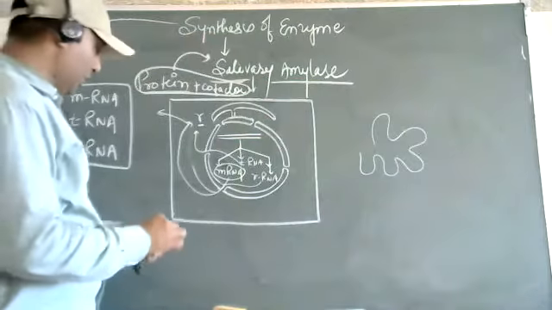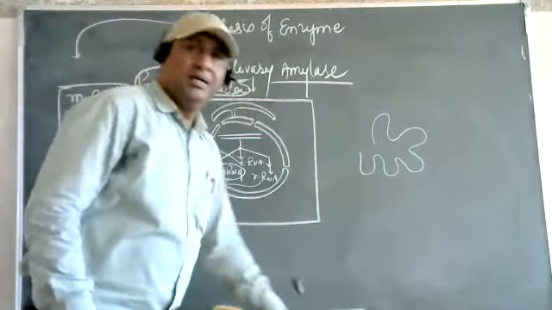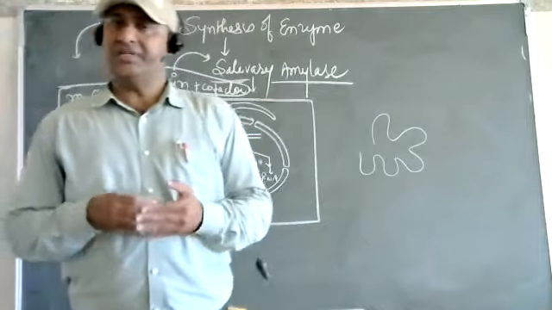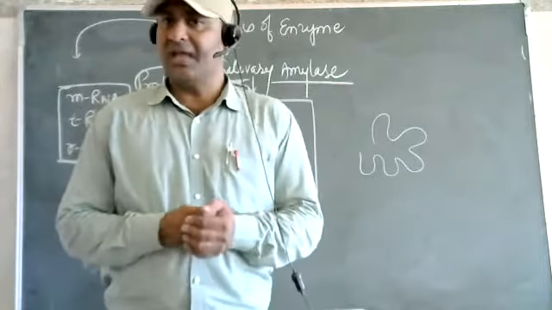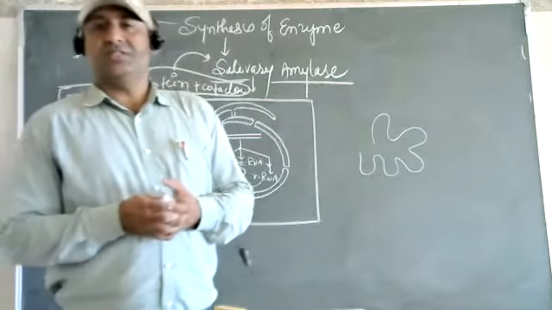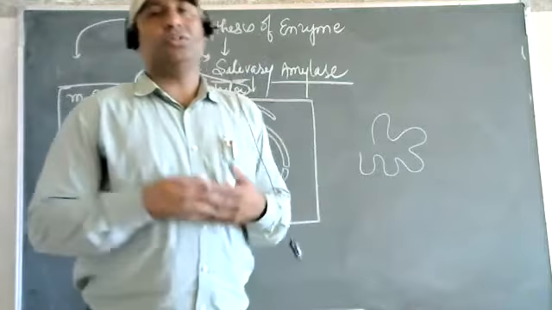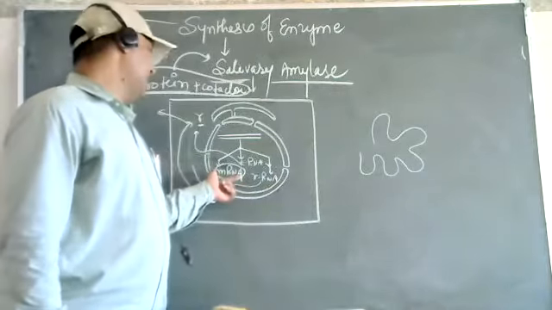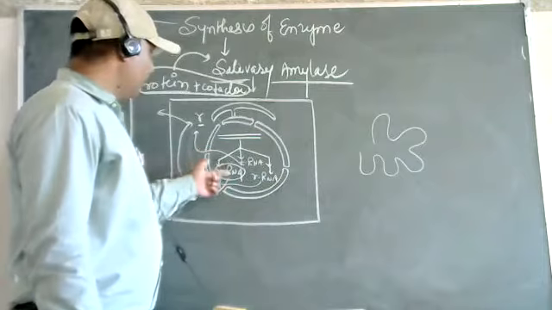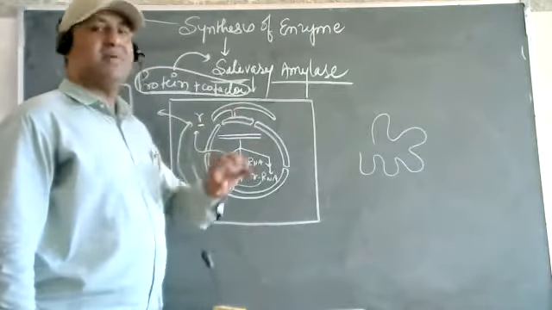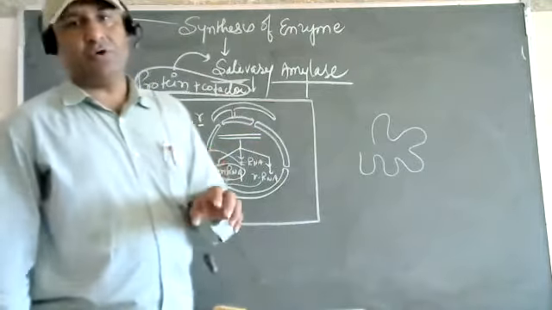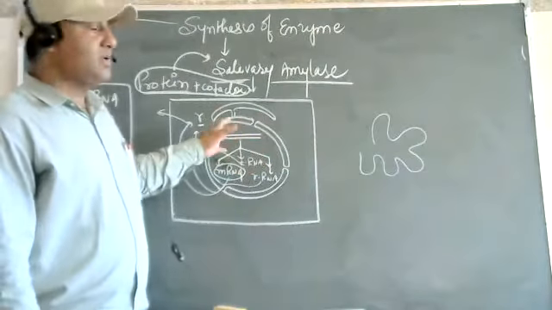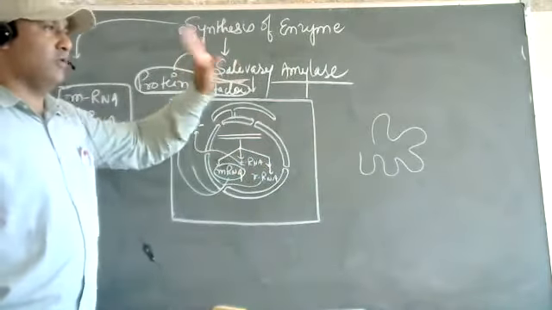So in short, we can say that the enzyme is prepared under the influence and under the control of the gene. And the gene transfers its information in the form of mRNA. So when the mRNA transfers from the nucleoplasm to the cytoplasm, the mRNA contains the information for the respective enzymes. So this is the main explanation about enzyme synthesis or formation.